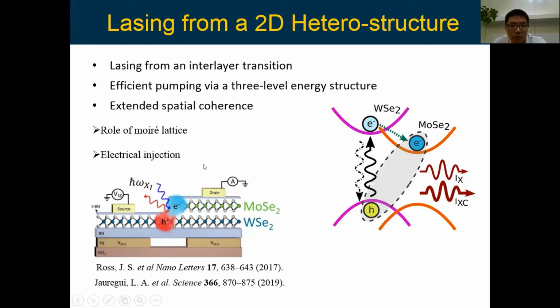The future work could be focused on the Moiré lattice. Right now, we didn't explain the role of the Moiré lattice in such a device, which could play a very important role in the dynamics. And also the electrical injection can be implemented through this configuration.